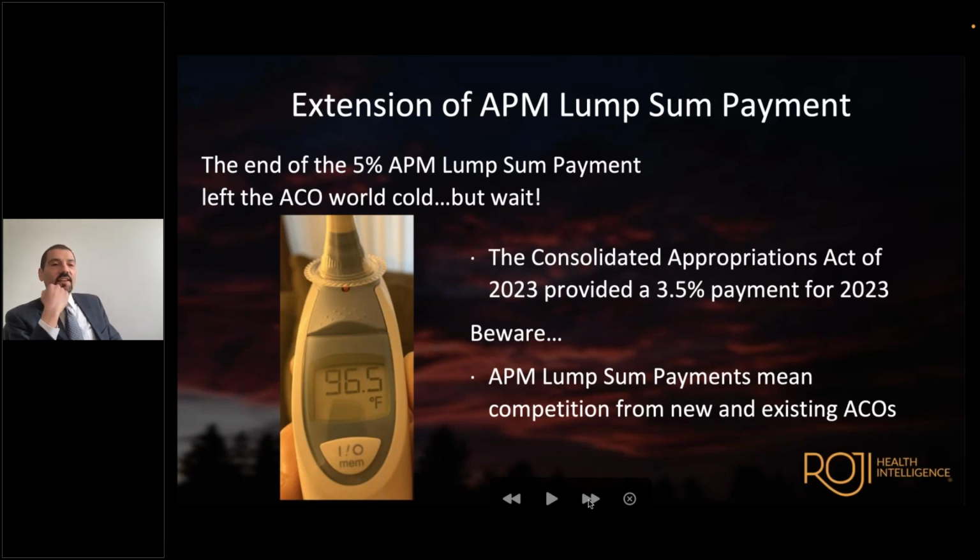There's one more thing that has come out recently, and that was the end of the 5% APM lump sum payment, which left the ACO world cold, but wait. The Consolidated Appropriations Act of 2023, sometimes referred to as the Omnibus, was actually just signed into law this last week. It provided a 3.5% payment for the 2023 performance year. So not quite the 5% that we had before, but certainly enough to make this a potentially game-changing thing.